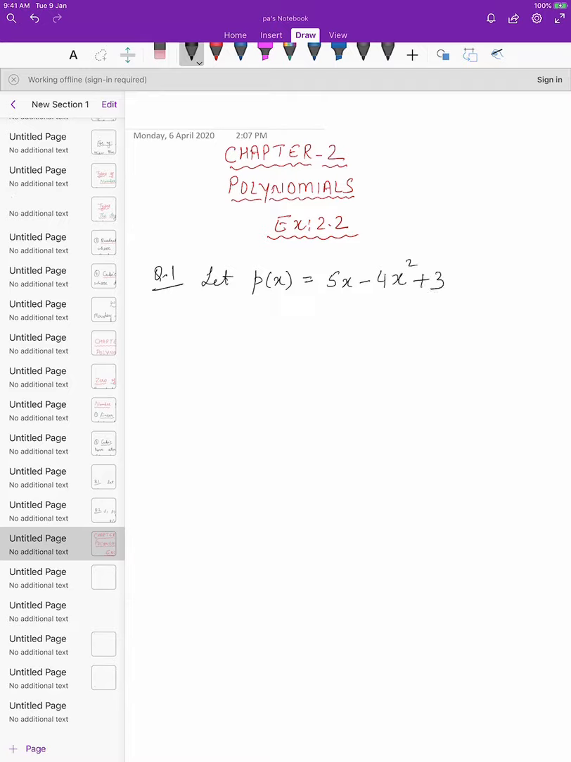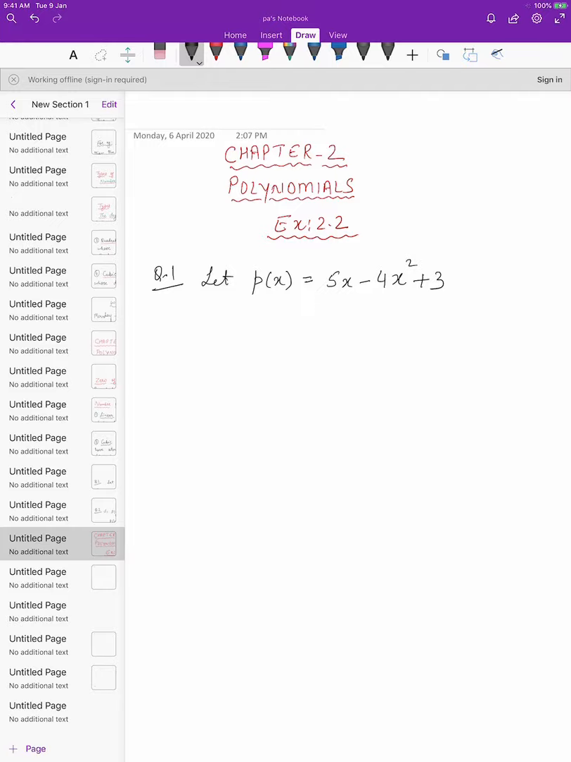Remember one thing, had this polynomial been in y, then how will you name it? In that case you will not name it as p of x, but you will name it as p of y, because here we always use the variable which is used in the given polynomial. So I have named this given polynomial as p of x.